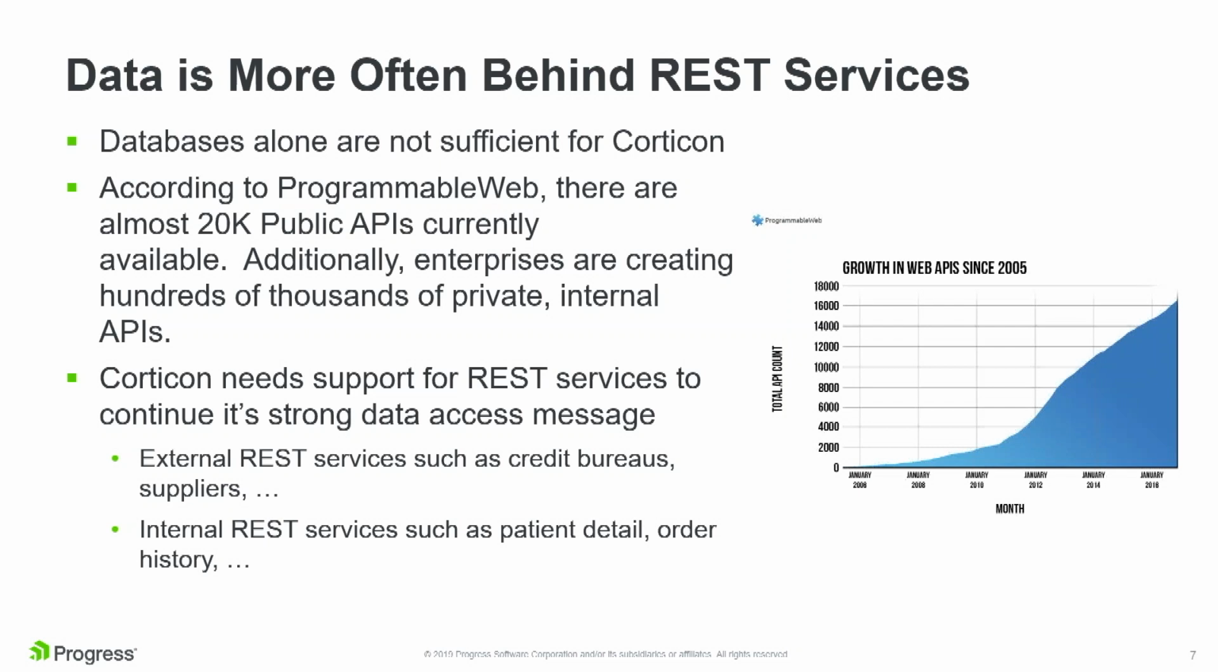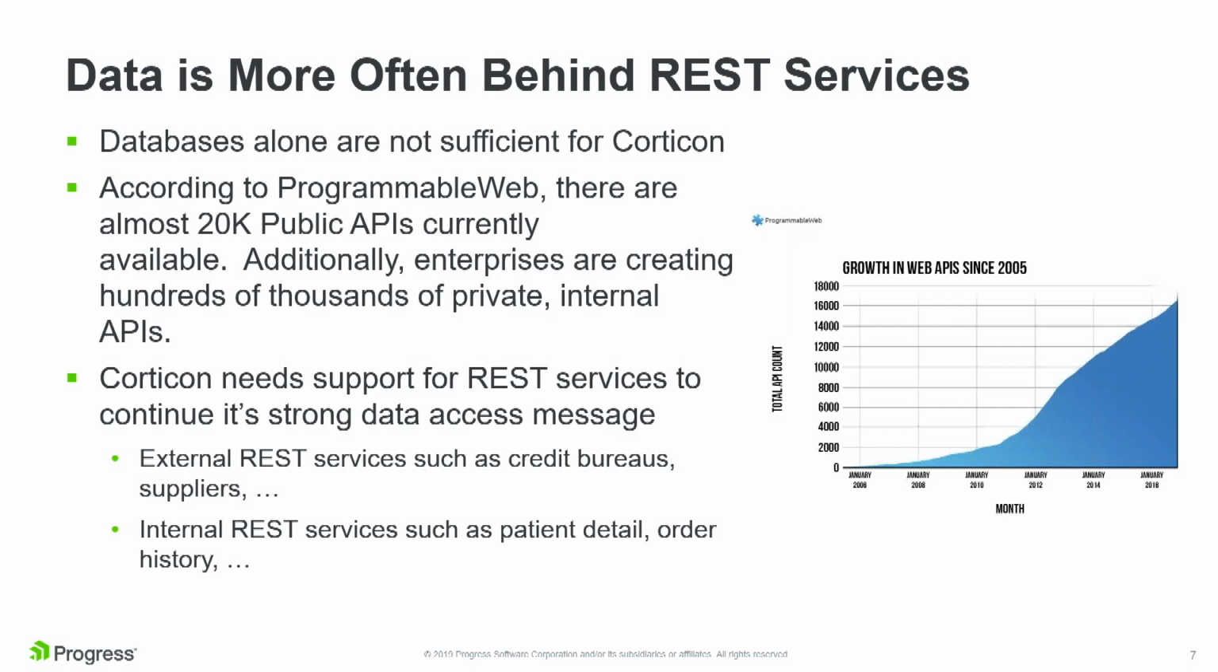So we need the REST support. Just examples of the sorts of data that you would want to get to: it could be internal REST services that you have where you've got your patient detail, order history. It could be external REST services, like you want to access a credit bureau to get a credit report for somebody that's applying for some program. You might be accessing a suppliers REST service. So if you're making decisions on how you're going to package or prioritize your production, you can access suppliers.